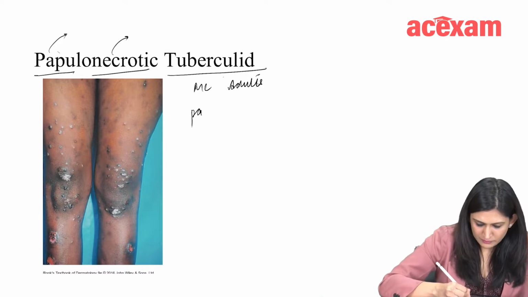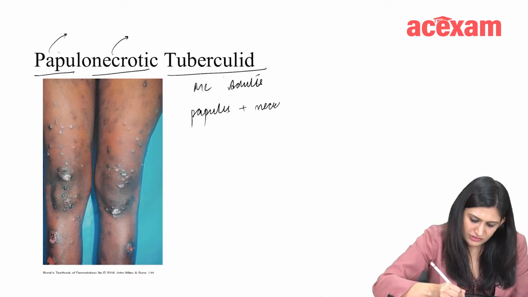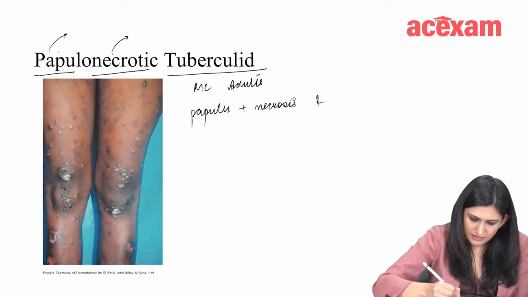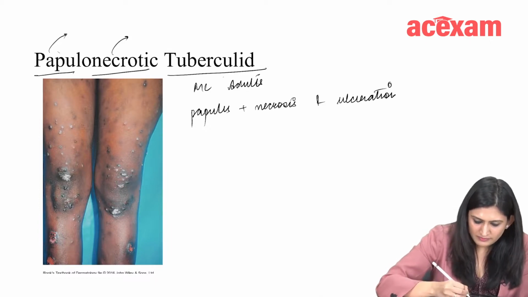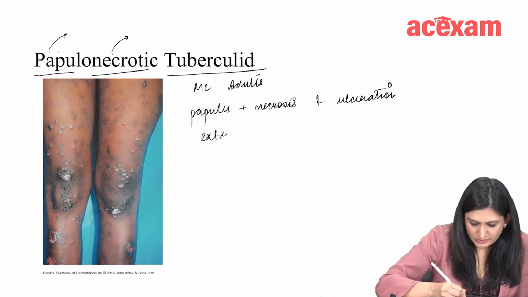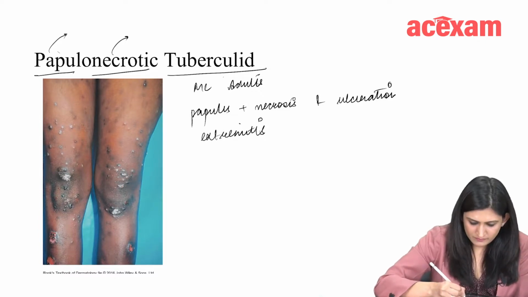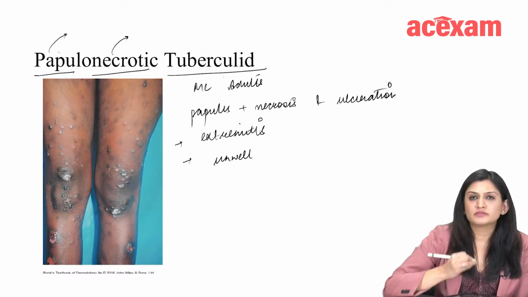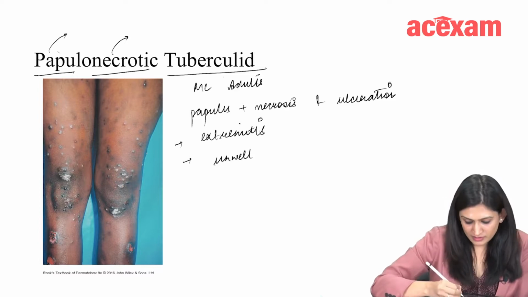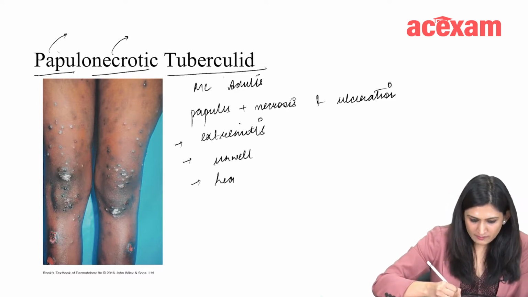So papules with necrosis and ulceration, and these are commonly present on extremities. In this condition, the patient is quite sick. The patient is unwell, and because there is so much necrosis and so much ulceration, these lesions will heal with scarring.